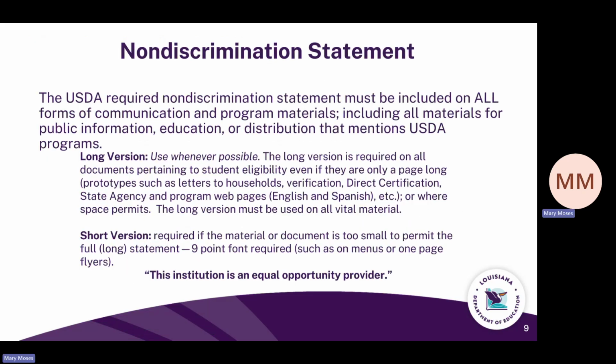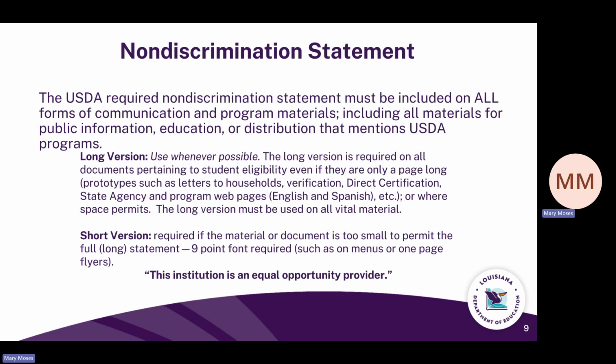The USDA non-discrimination statement must be included on all forms of communication and program materials. The program materials include all public information and education. The long version of the non-discrimination statement is required on all documents pertaining to student eligibility, such as prototypes of letters to the households, verification, and direct certification.